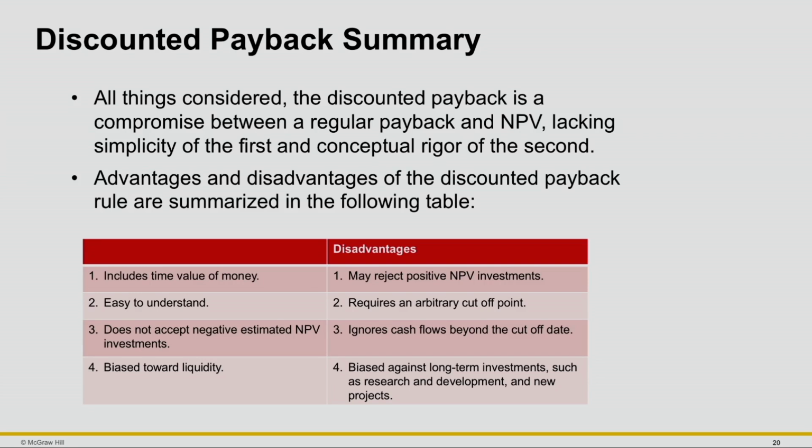Now, just a brief summary of payback. While it now includes discounted or time value of money, it's also still easy to understand. It does not accept negative estimated NPV investments, and it's still biased towards liquidity. It may reject a positive NPV project because we still cut off before we account for all of the future cash flows, and it requires that arbitrary cutoff and ignores the cash flows beyond the cutoff date. And it's biased against long-term investments or projects, just as with the regular payback rule.